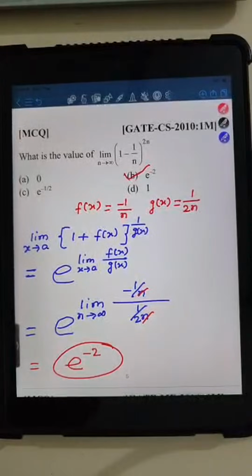Okay, so anyone has any doubt in this particular problem? Anyone has any doubt in this particular problem? You can let me know in the comment box. I will be more than happy to discuss one more time, no issue. I am here to help out. But provided that you have to make effort for that.